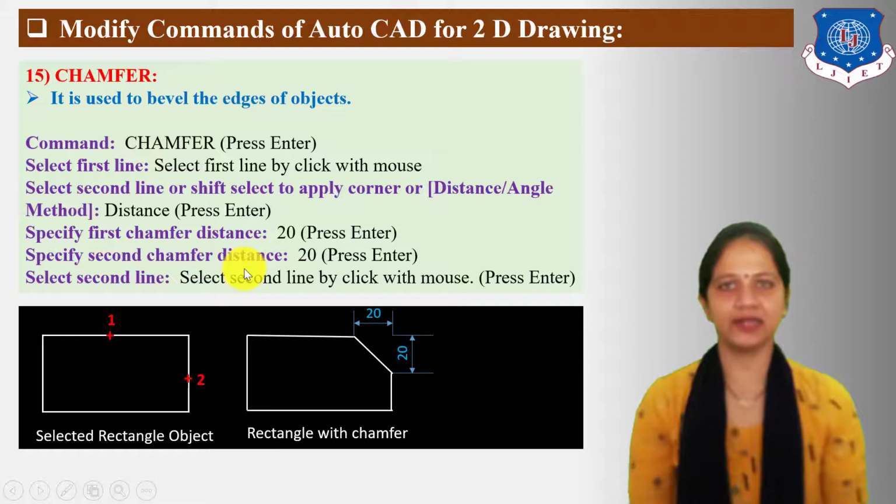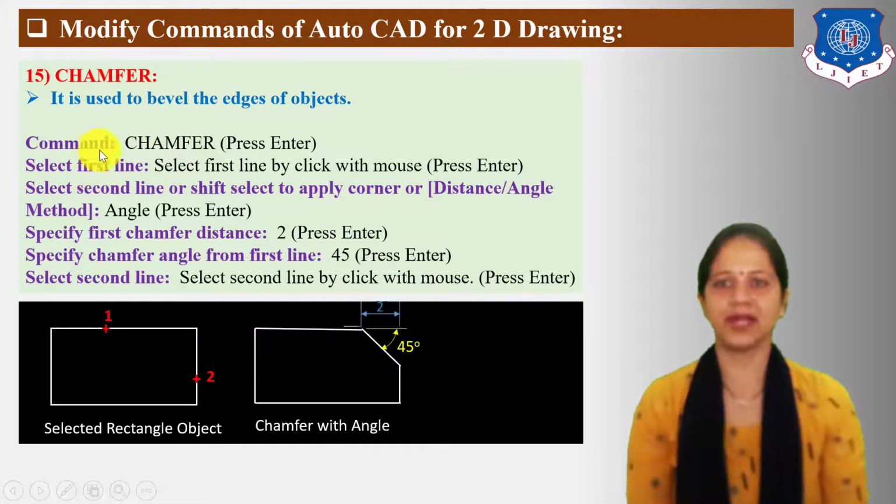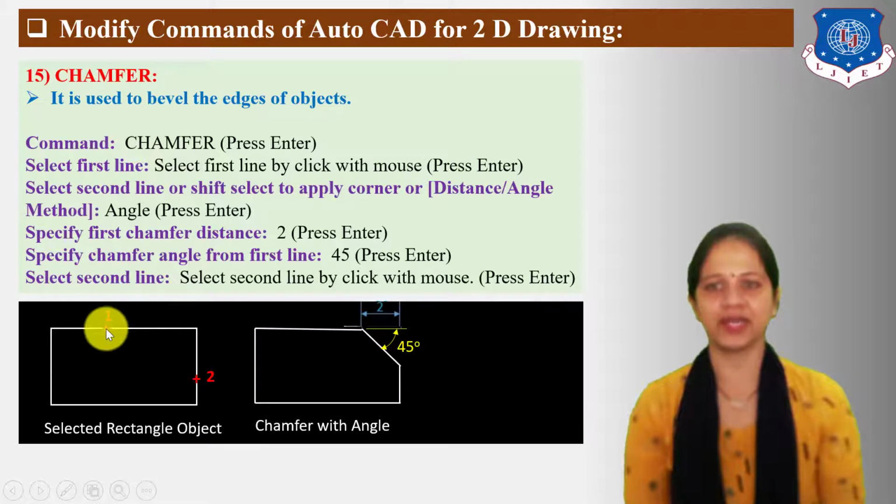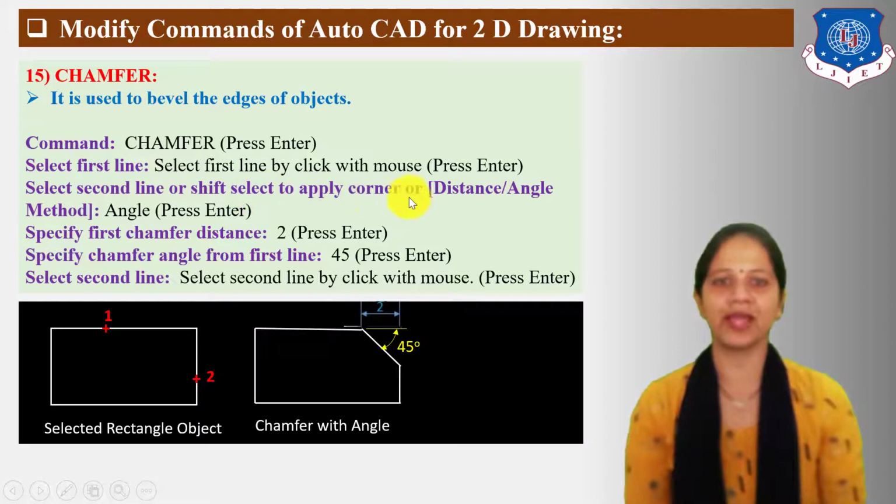Next, let us understand an example of the chamfer command for angle. The command is the same, chamfer. So type chamfer in the command bar area, then press enter. Select first line. So select the first line by clicking with the mouse. Here this first point indicates the first selected point. Next statement displayed on the command bar is select second line, or shift select to apply corner, or distance, or angle method. Here I have used angle, so type angle, then press enter.